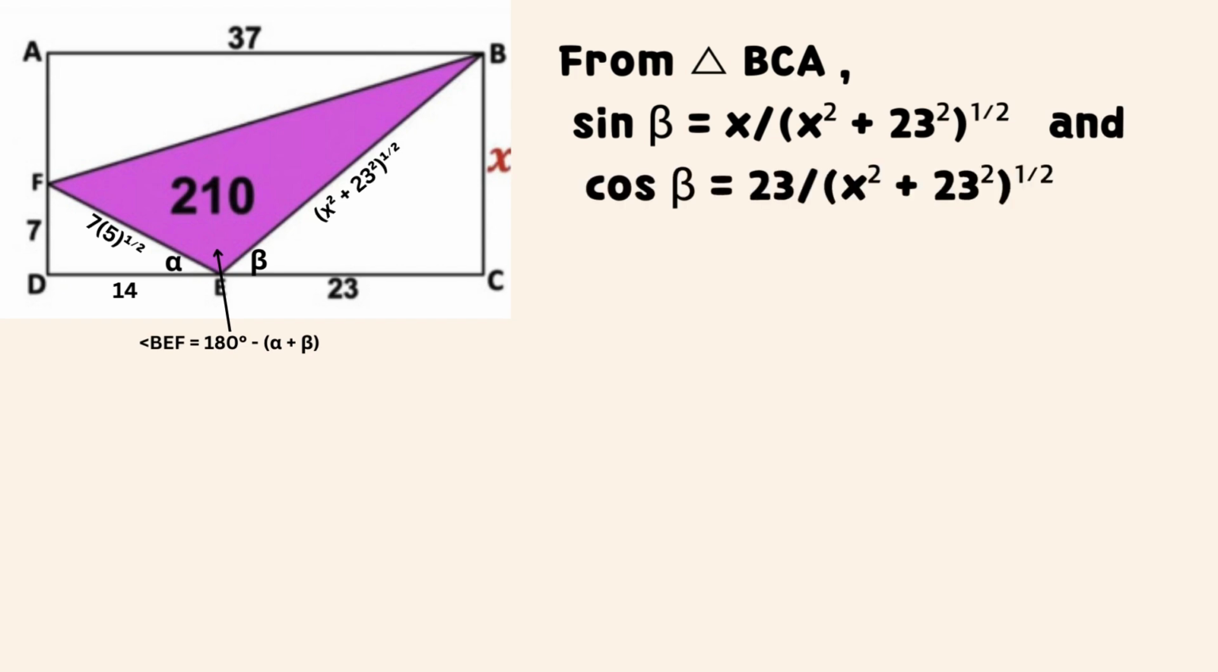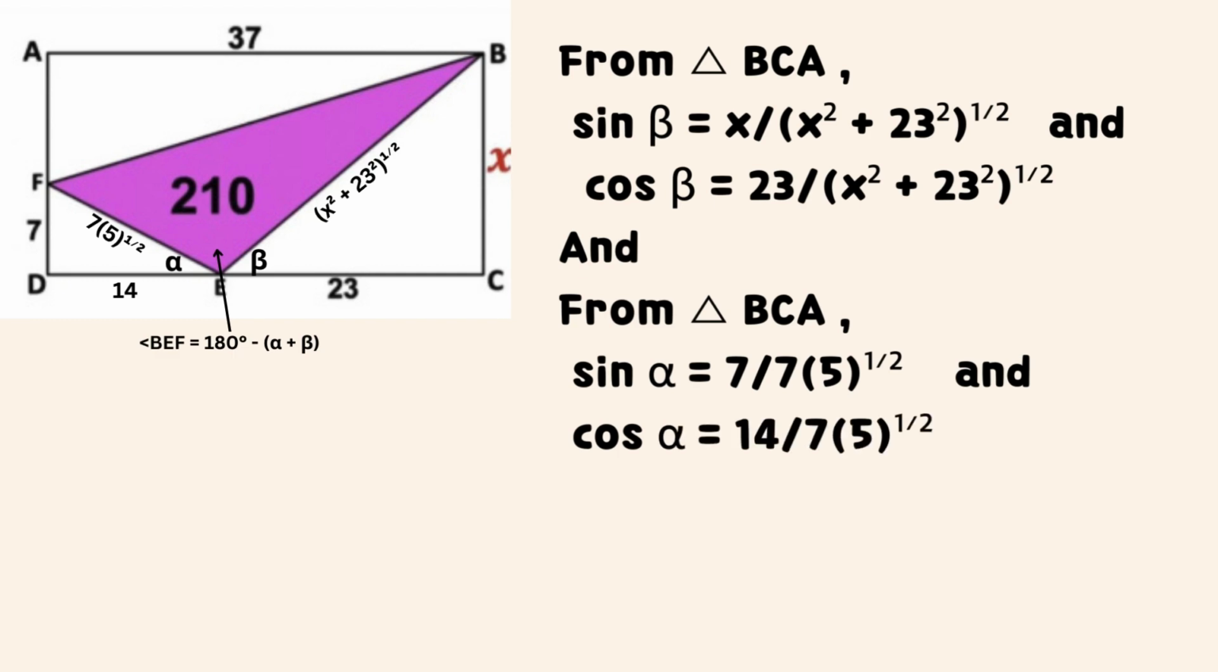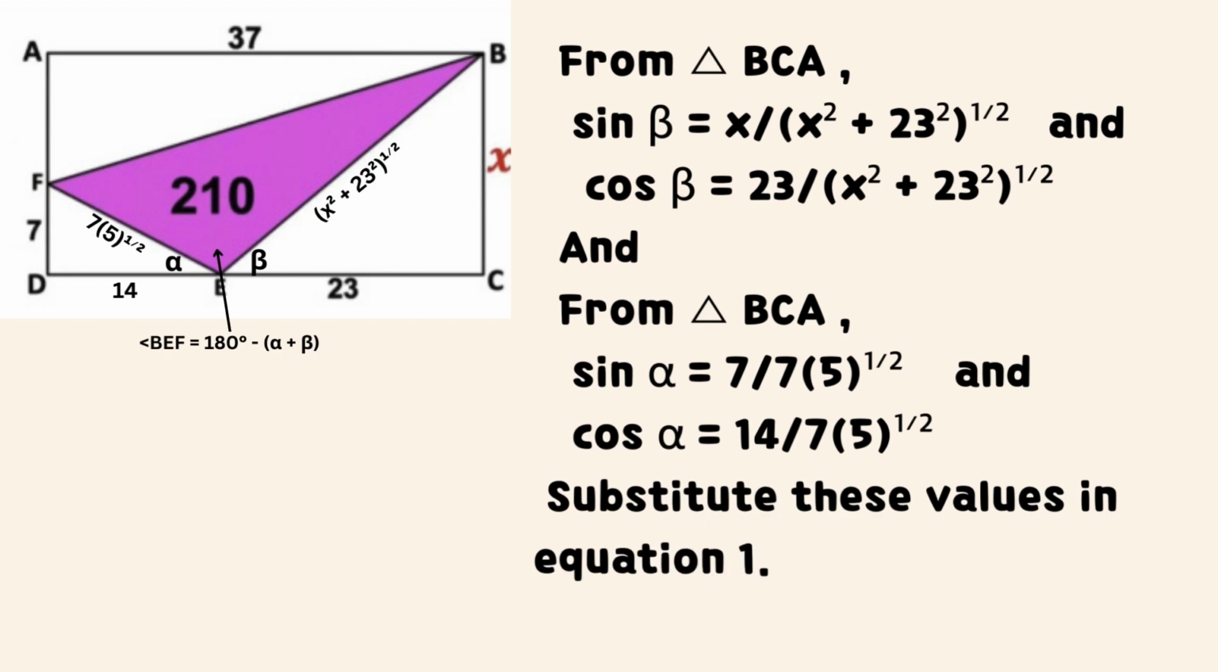From triangle BCA, we obtained values for sine beta and cosine beta, as shown on the screen. Also, from triangle BCA, we obtained values for sine alpha and cosine alpha. Substitute these values in equation 1.